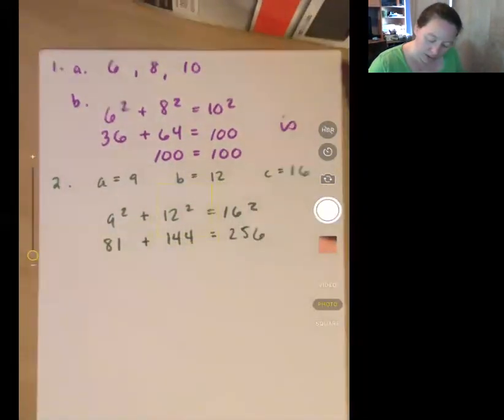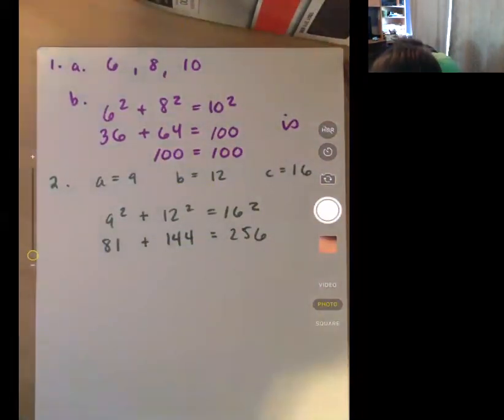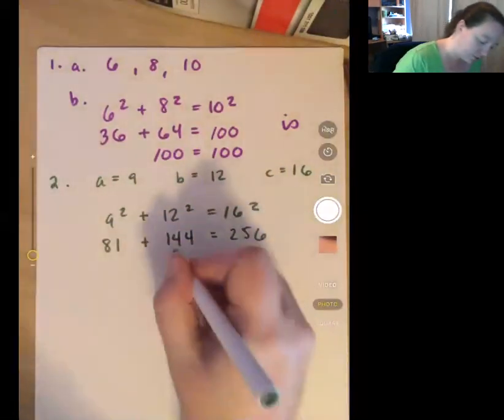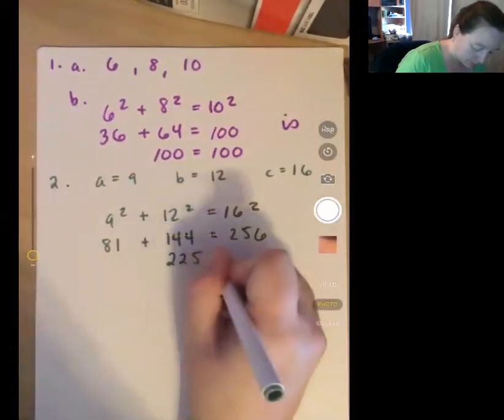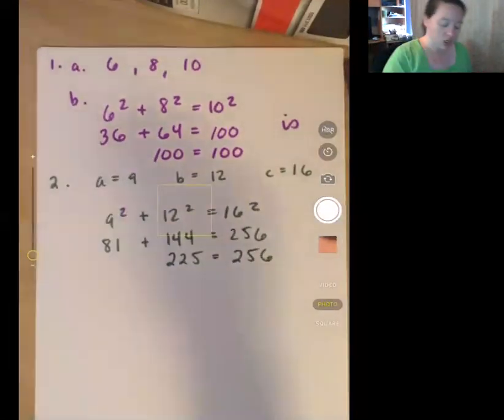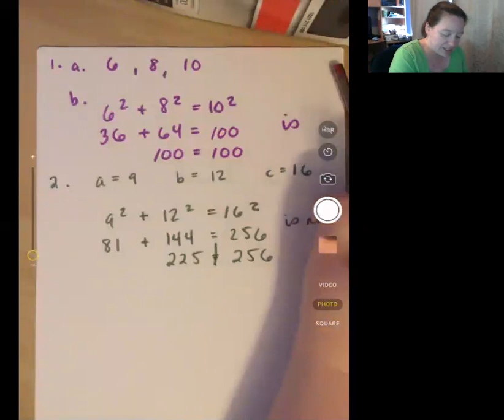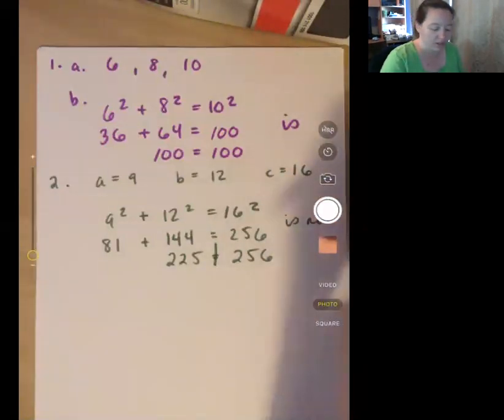So 81 plus 144 is equal to 225. Is 225 equal to 256? No, it is not. So by the converse of the Pythagorean theorem, the triangle is not a right triangle.